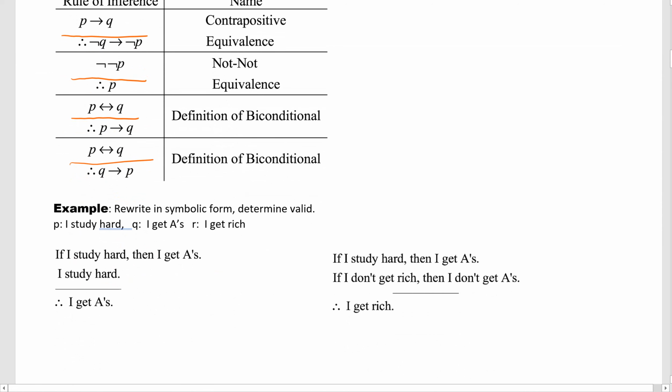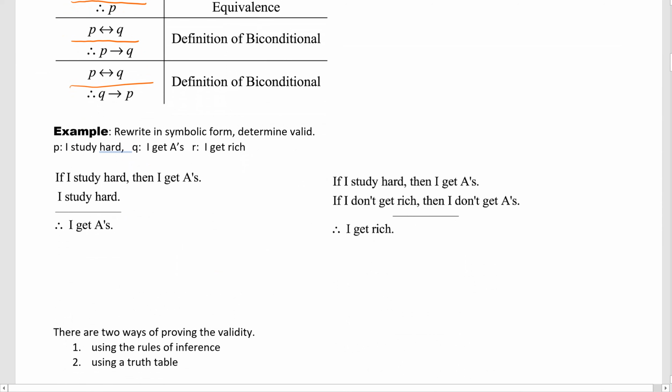Let's do more exercises. We write in symbolic form and determine whether the argument is valid. P, I study hard. Q, I get A's. R, I get rich. If I study hard, then I get A's. I study hard, so I get A's. Let's see. If I study hard is P, so P implies I get A's, Q. I study hard, that's the P. Therefore, we have the Q. Is this valid?